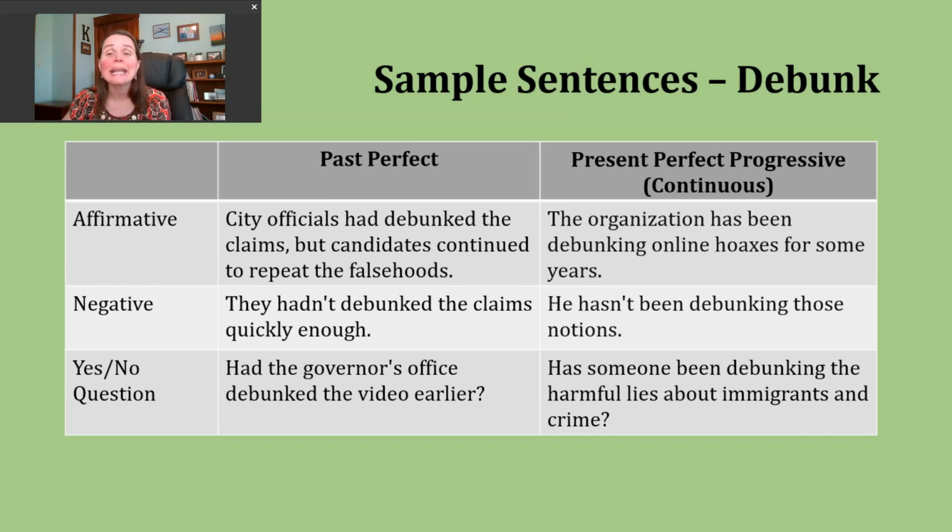Now let's look at making a negative present perfect progressive sentence. To do this, again, pay attention to your subject. It'll come first. Then we'll use either has not or have not, depending on what that subject is, followed by the participle been, and then the ing form of the verb. Here's another example. He hasn't been debunking those notions.